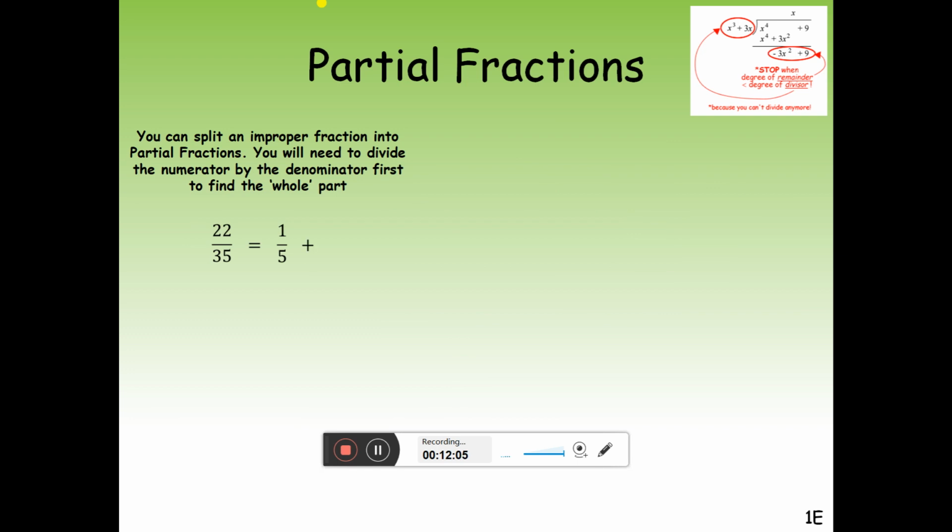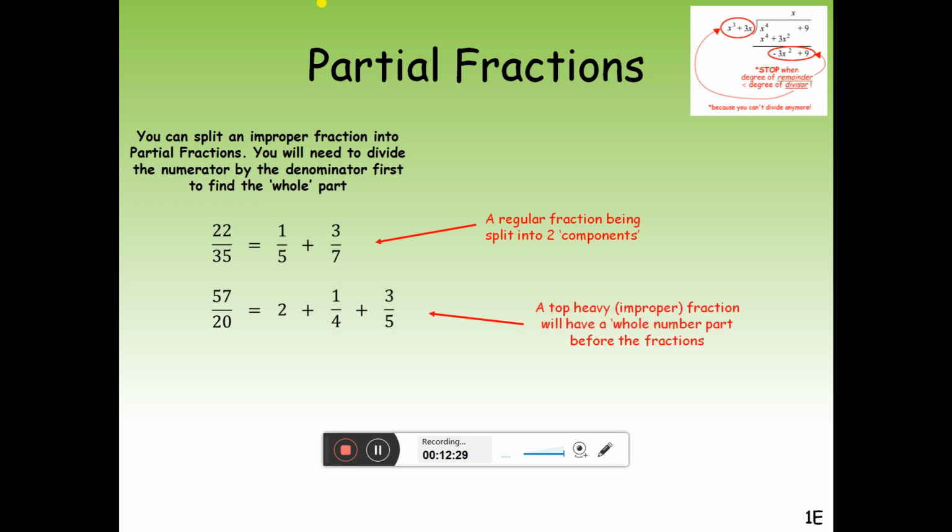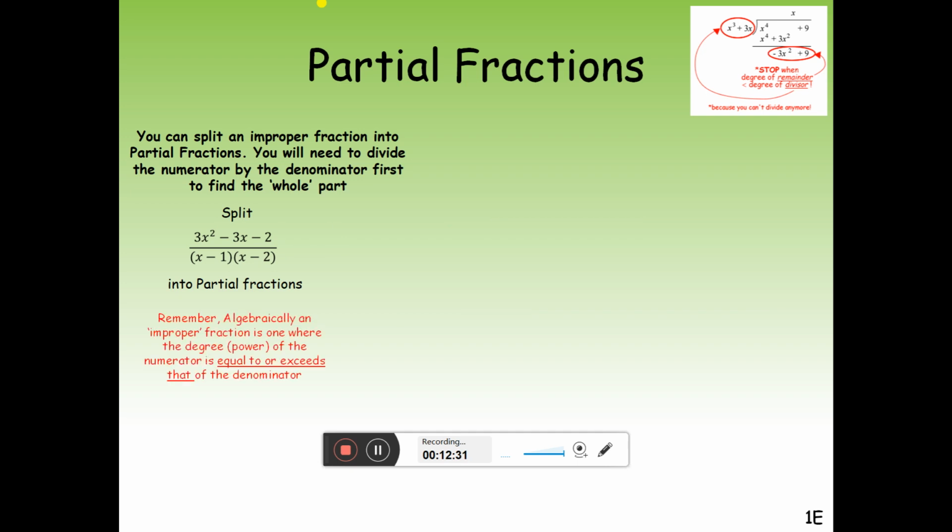You can split an improper fraction into a partial fraction. You will need to divide the numerator by the denominator first to find the whole part. That is, 22/15 can be written as 1 plus 3/5 plus 3/7. Similarly 57/20 can be written as 2 plus 1/4 plus 3/5. You can split an improper function into a partial fraction. You will need to divide the numerator by the denominator first to find the whole part. This technique can be applied to these algebraic terms also.